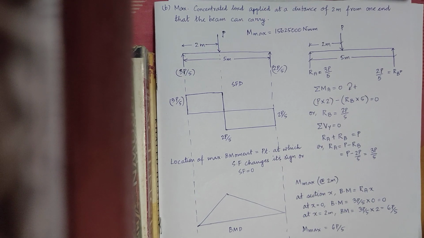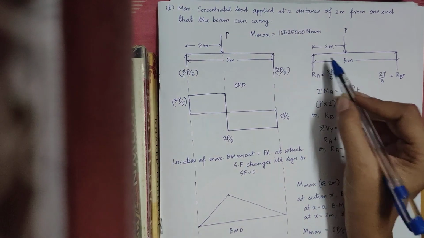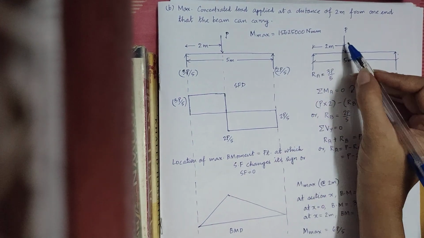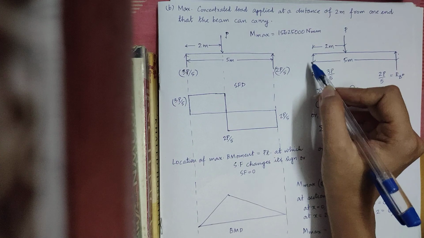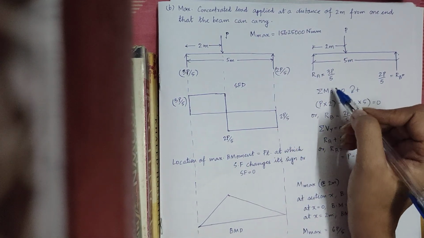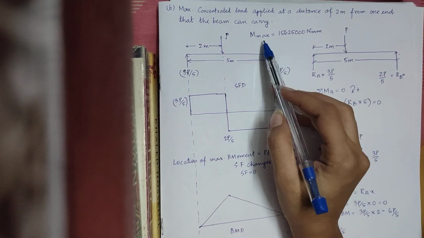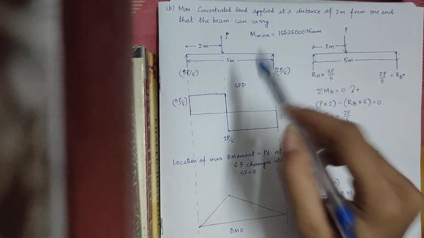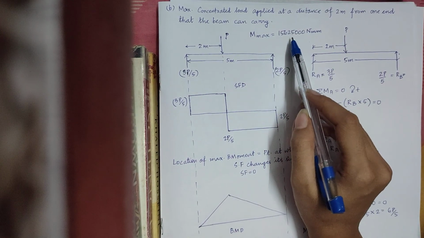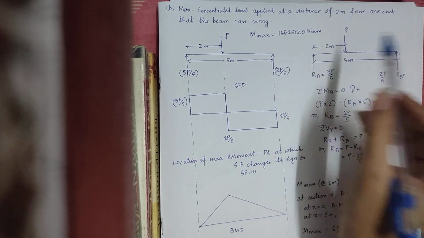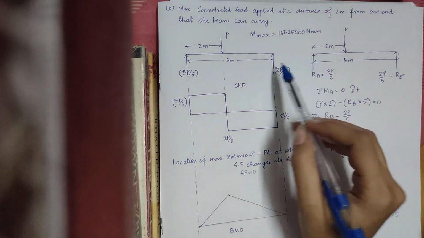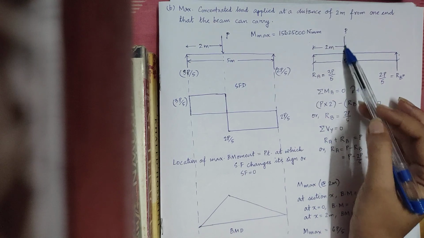Okay, so I have already drawn the beam. This is my line representation of the beam, and on this beam a load P is acting at a distance of 2 meter from the left support. The span of the beam is already given, and the maximum bending moment we have already calculated in the previous portion, which is equal to 15625,000 Newton millimeter.